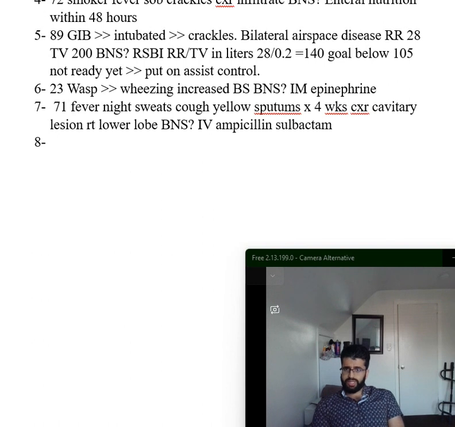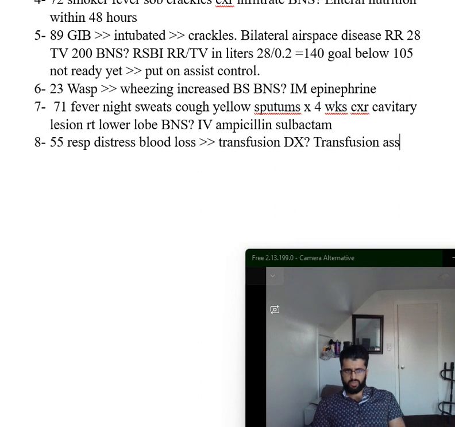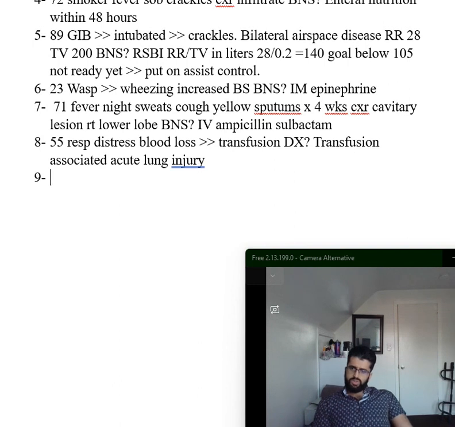Okay, another case that you would see. A 55-year-old came in because of respiratory distress. He had blood loss and was given a transfusion. So now you know where I'm going with this. They give you an X-ray. There are bilateral opacities, okay, and then they ask you about the diagnosis. Diagnosis: this one, transfusion-associated acute lung injury. This is transfusion-associated acute lung injury.